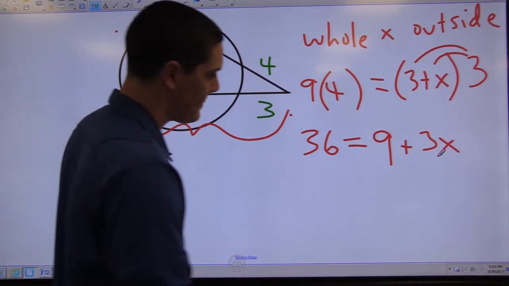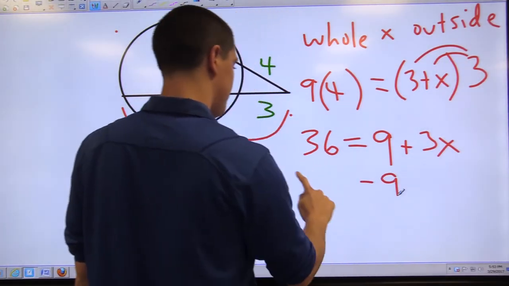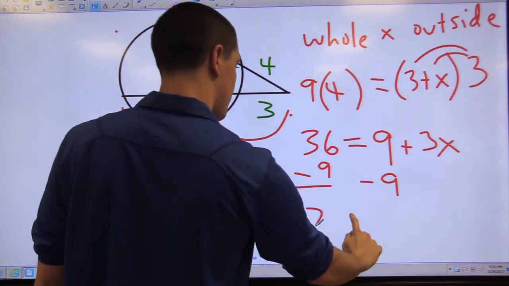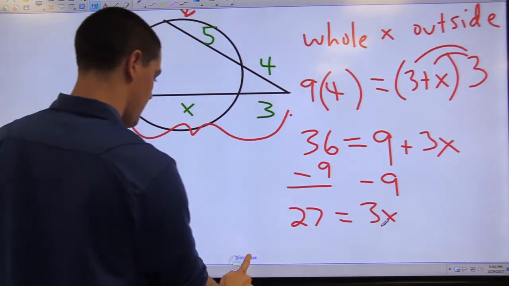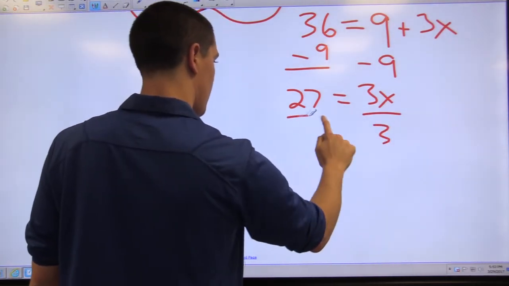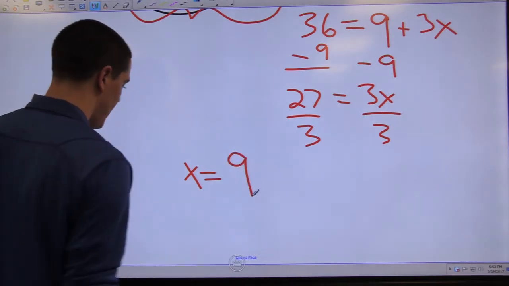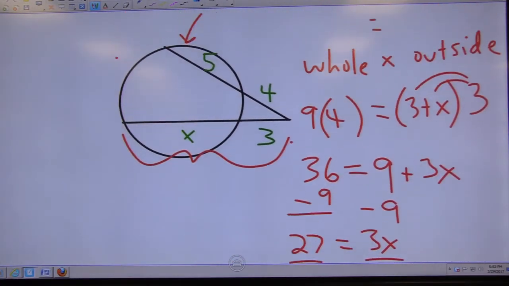All right. Then we have to subtract 9 from both sides to solve it. This is going to be 27 is equal to 3x. And then I'm going to divide by 3. So x is equal to 27 divided by 3, which is 9. Okay. x is equal to 9.